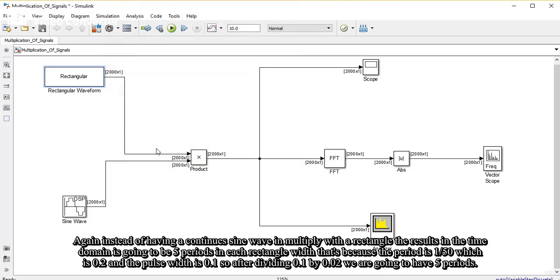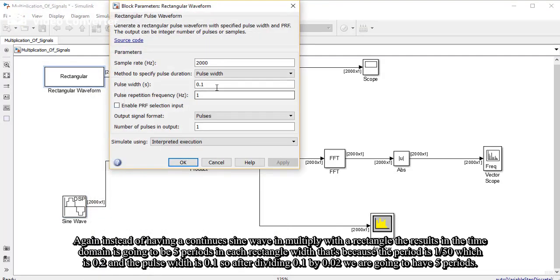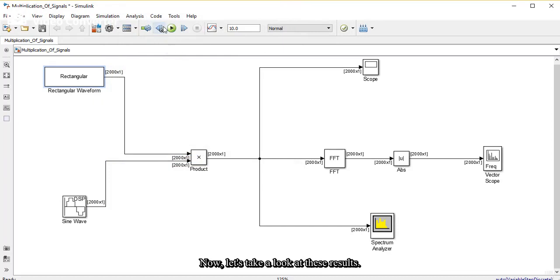Again, instead of having a continuous sine wave, in multiplying it with a rectangle, the result in the time domain is going to be 5 periods in each rectangle width. That's because the period is 1 over 50, which is 0.02, and the pulse width is 0.1. So after dividing 0.1 by 0.02, we're going to have 5 periods. Now let's take a look at these results.